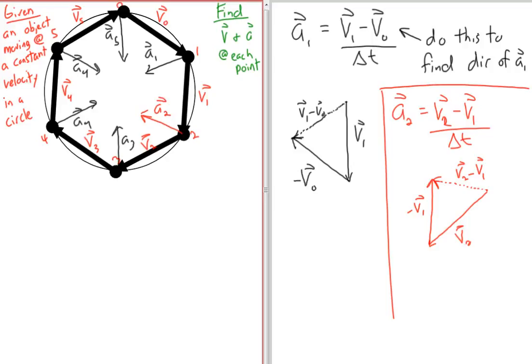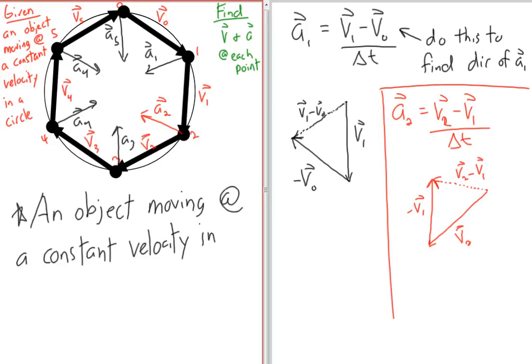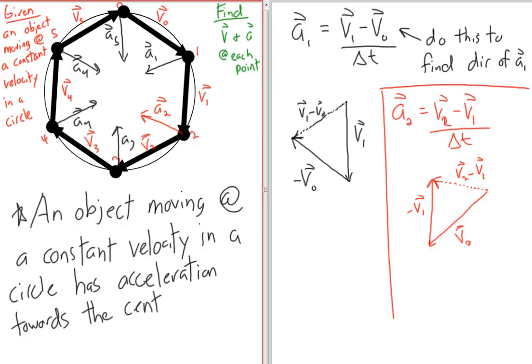So if we carry this trend all the way through, what actually happens is that the acceleration vector at each one of these points ends up pointing towards the center. So from this we can draw the conclusion that an object moving at a constant velocity in a circle has acceleration towards the center at all points on the circle. So no matter where it is, as it's traveling around the circle, it has an acceleration vector that is pointing towards the center.